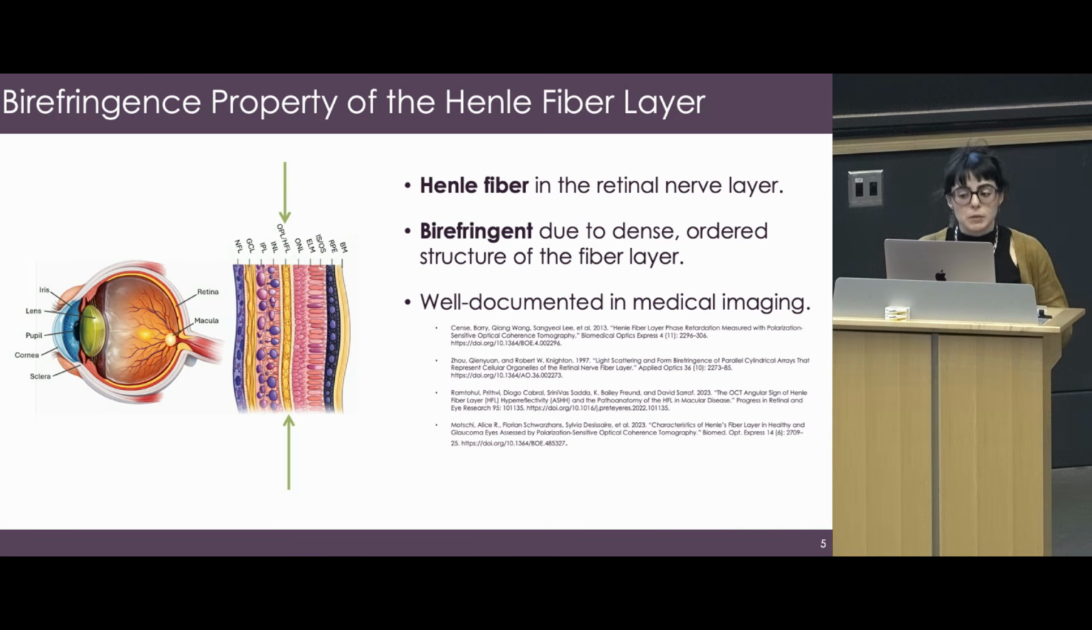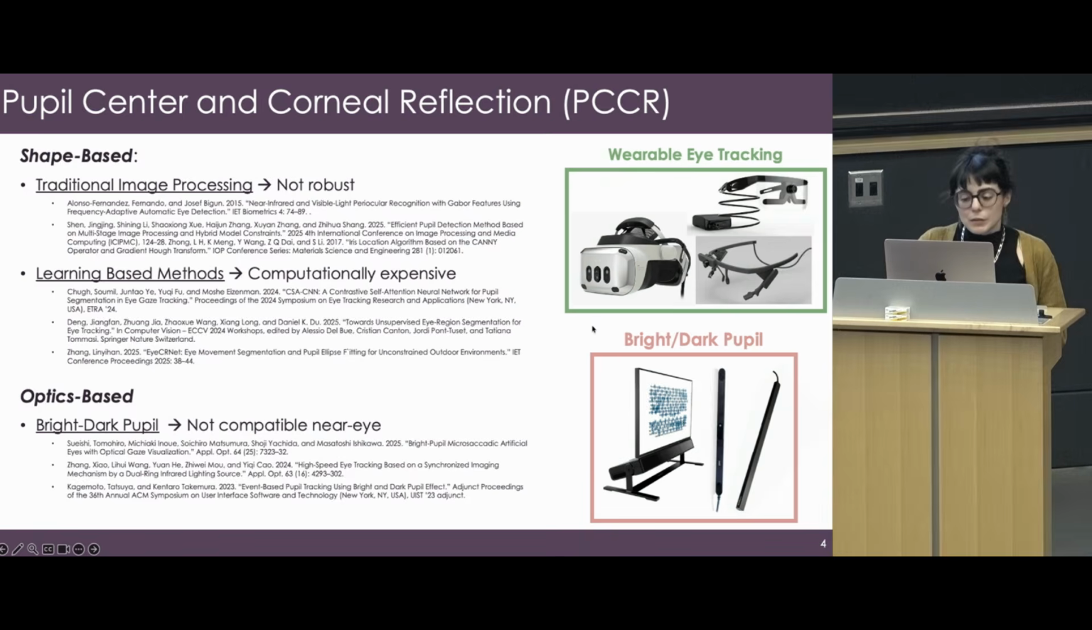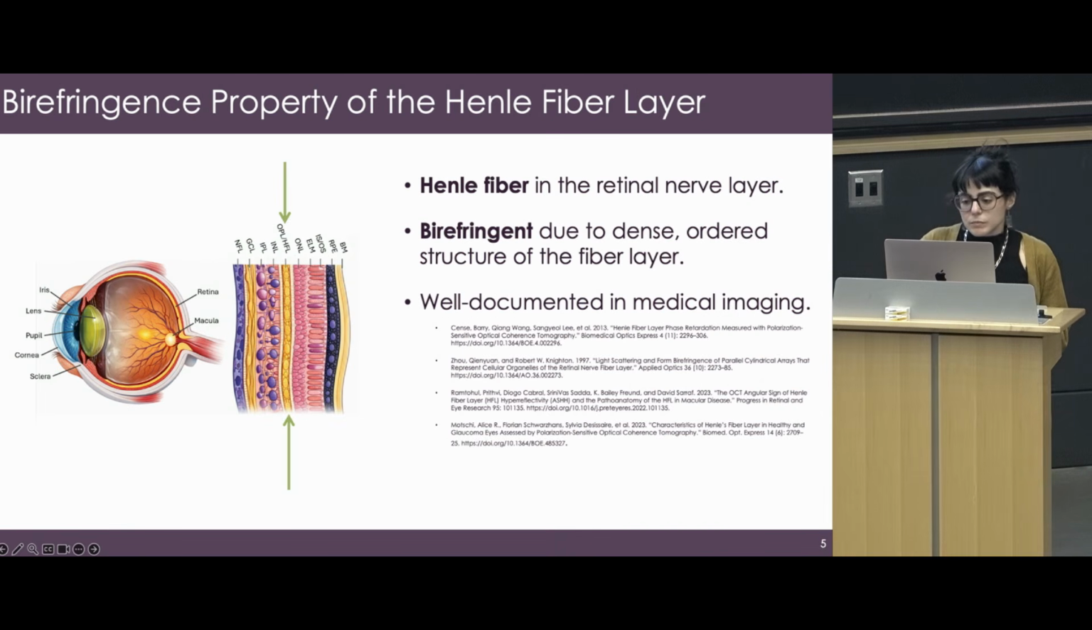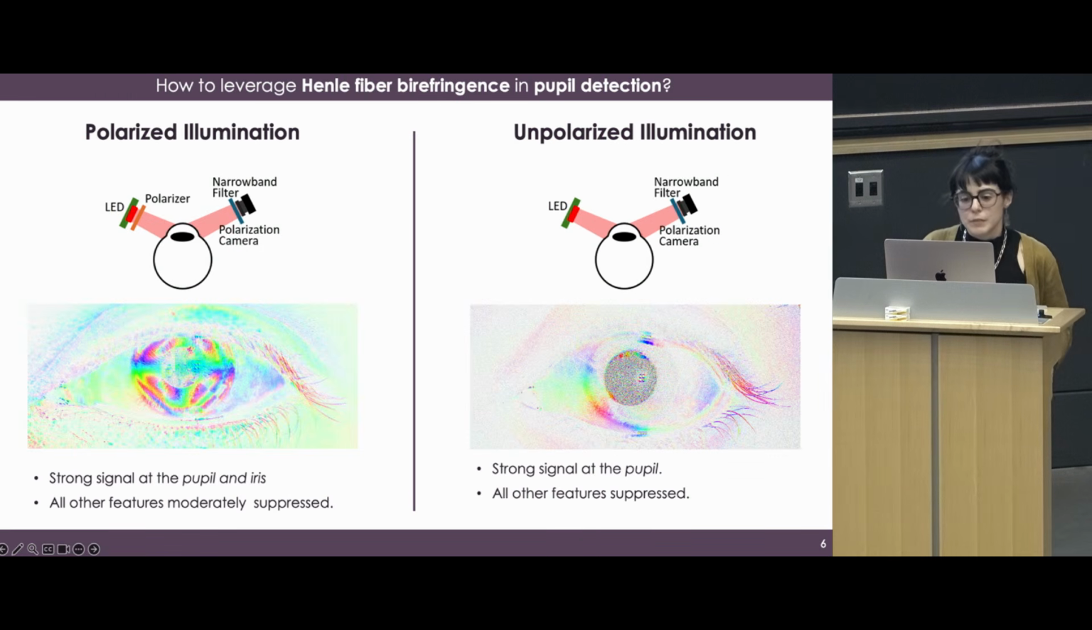For those who are unfamiliar, birefringence is essentially an optical property of a material where the refractive index depends on the polarization direction of the light relative to the surface normal. The use of the Henle fiber layer's birefringence property is actually well documented in medical literature and is well utilized in diagnostic imaging. So this leads us to the question: how can we take advantage of these properties for pupil tracking and pupil detection?